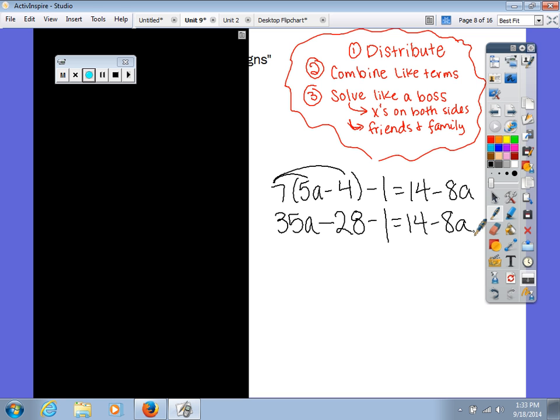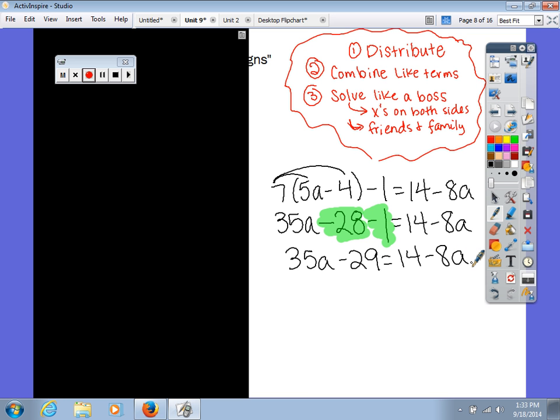And then our step 2 says to combine like terms. So let's look on the left-hand side. Are there any like terms? Yes, there are. And our like terms are negative 28 and negative 1. There's no like terms here. And remember, like terms like to stay the same. So we would just do this in our heads exactly as we see it. We don't change the signs. Bring down 35a, and you would have negative 29 equals 14 minus 8a.